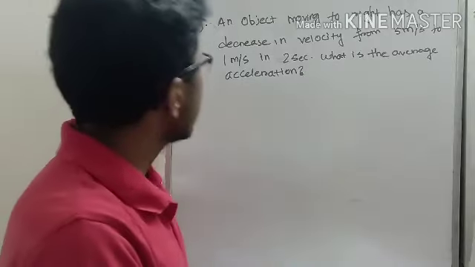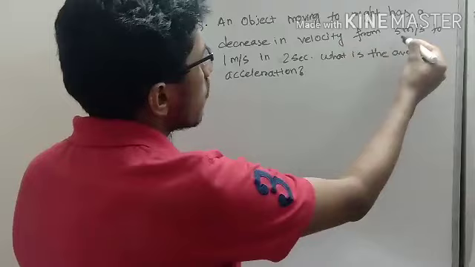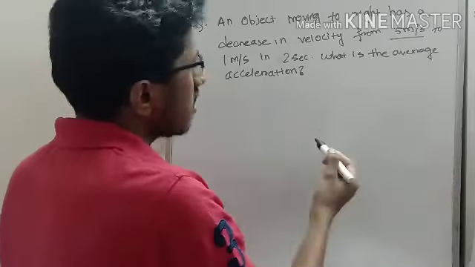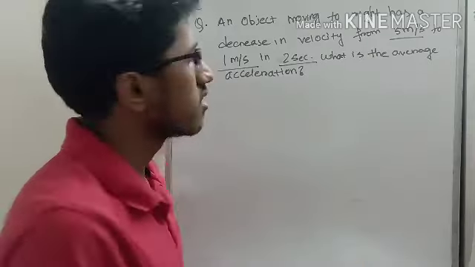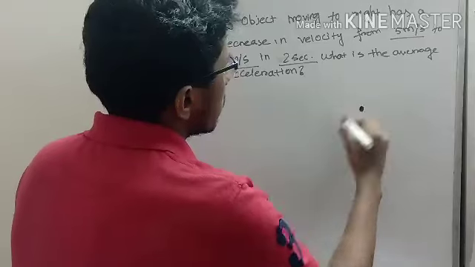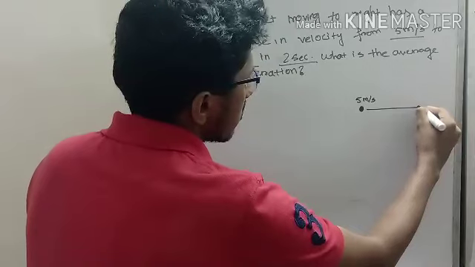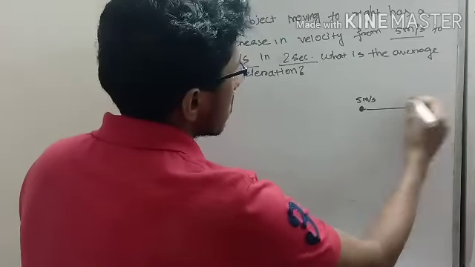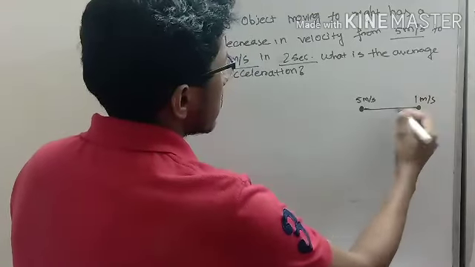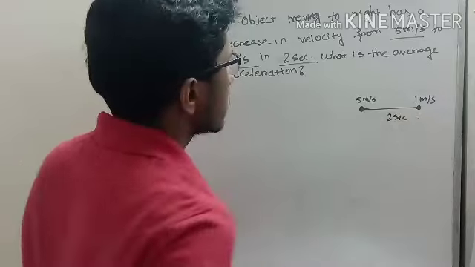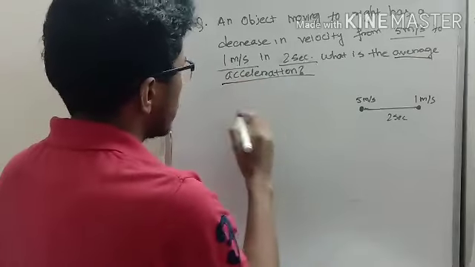The next problem: an object moving from right has a decrease in velocity from 5 meters per second to 1 meter per second in 2 seconds. What is the average acceleration? Here the velocity is 5 meters per second and here the velocity is 1 meter per second, and the separation of time is 2 seconds. Then what is the average acceleration?